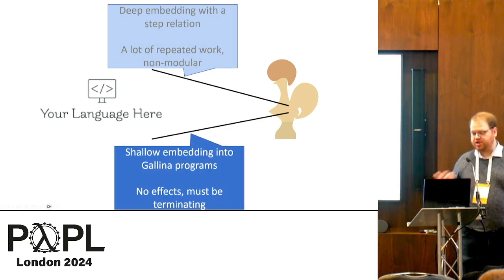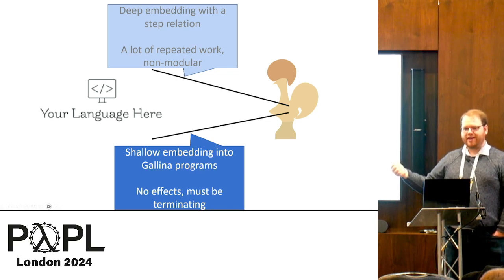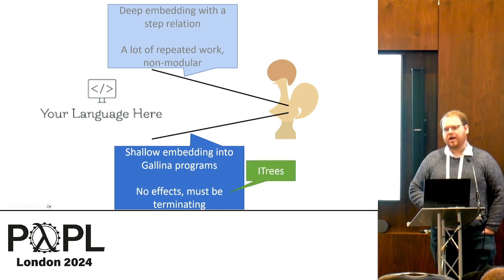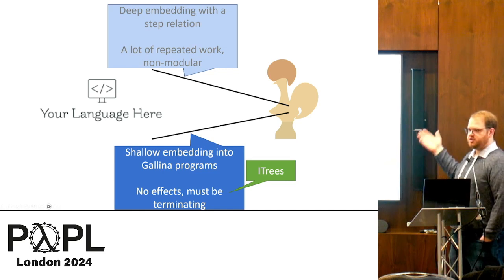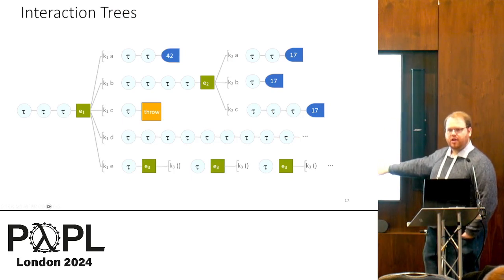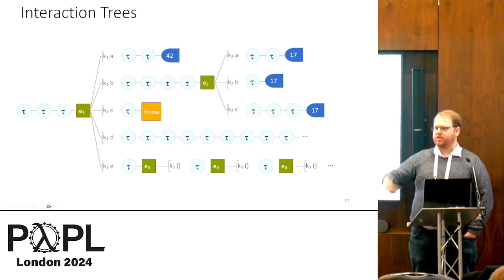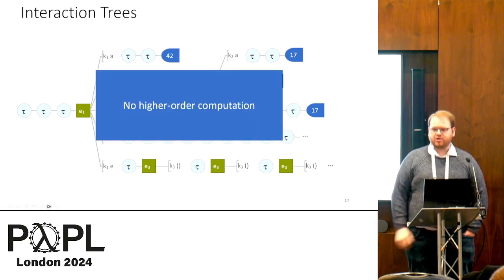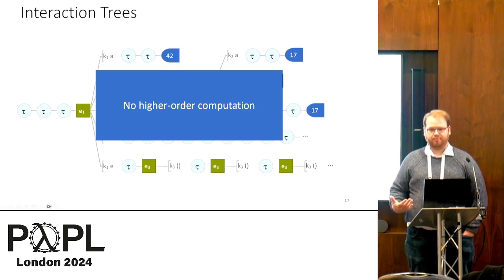Another option is to use a shallow embedding into Gallina programs, and that works great as long as you don't have any effects, all your programs terminate, which is kind of sad. The ITrees framework, interaction trees, is a framework designed to address this problem. And ITrees look kind of like this, and I'm not going to go into a lot of detail, but they give you this way of building these infinite trees of interactions with an environment to represent and model effects. And they work really, really well as long as you don't have any higher order computation at all, which is obviously a shame.